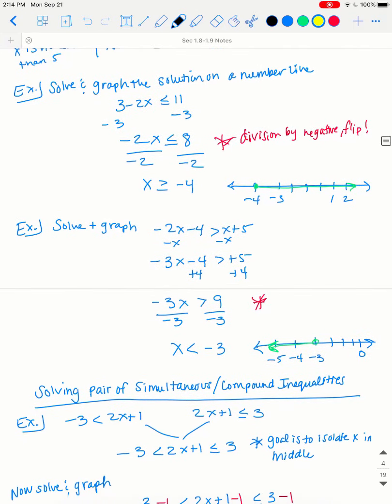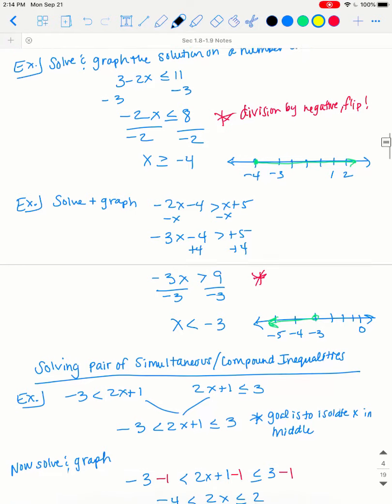Alright, here we have an example of solving one of these linear inequalities. So I have 3 minus 2x is less than or equal to 11. So I'm going to solve it like I would a linear equation. I'm going to subtract 3 from both sides. I get negative 2x is less than or equal to 8. I divide by negative 2, and now I have x is greater than or equal to negative 4. So remember, I divided by negative 2. That's why I flipped the inequality symbol.